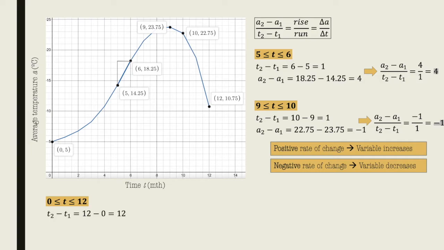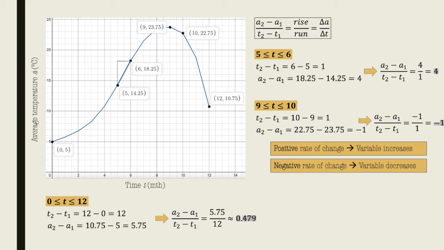Firstly, we subtract 0 from 12, which equals 12, our change in time. Secondly, we subtract 5 from 10.75 to obtain 5.75, our change in temperature. Lastly, we divide our change in temperature by the change in time, which is approximately 0.479, and that is the average rate of change in temperature throughout the entire year.